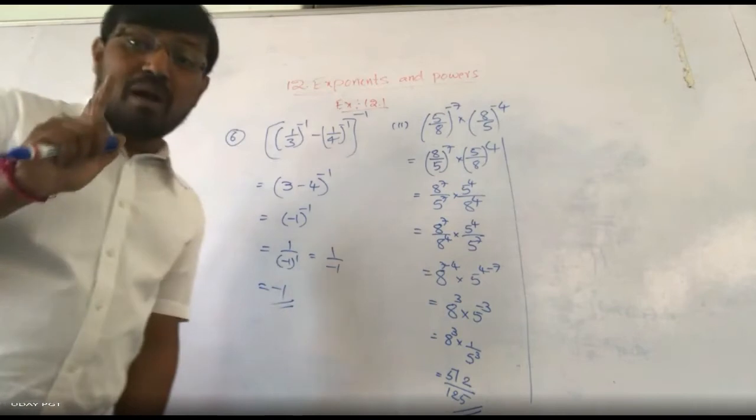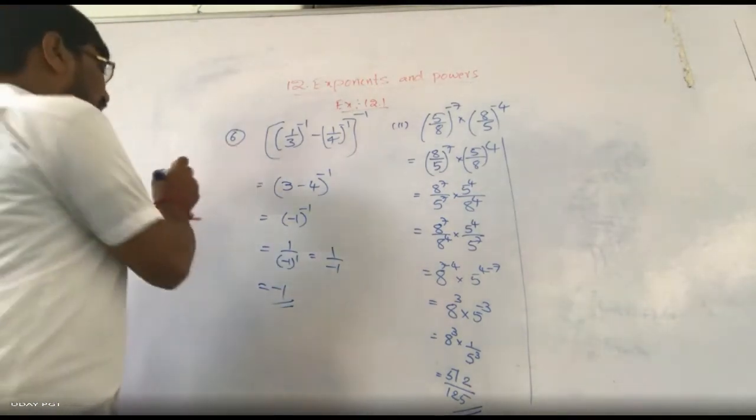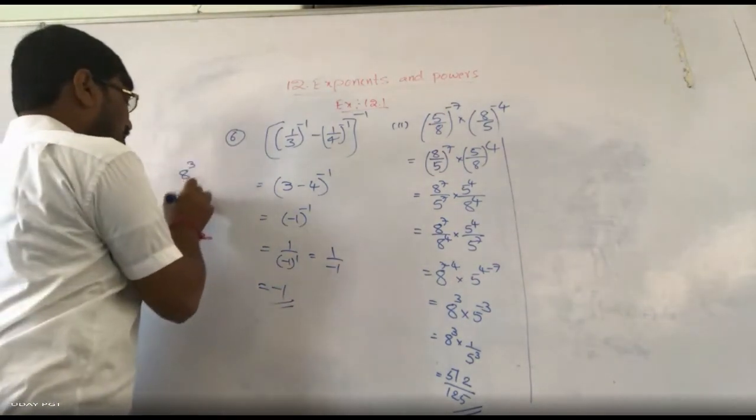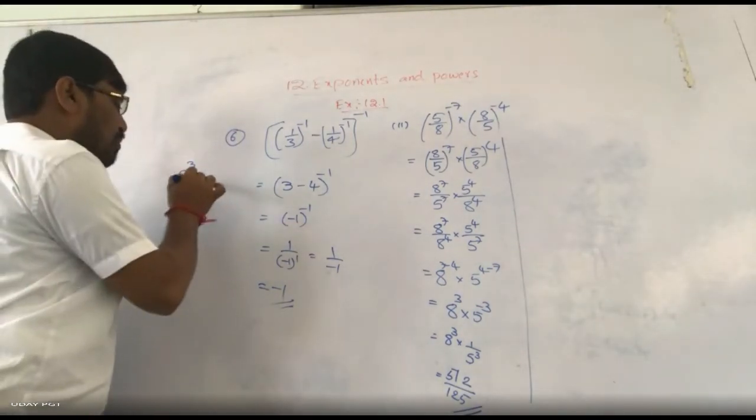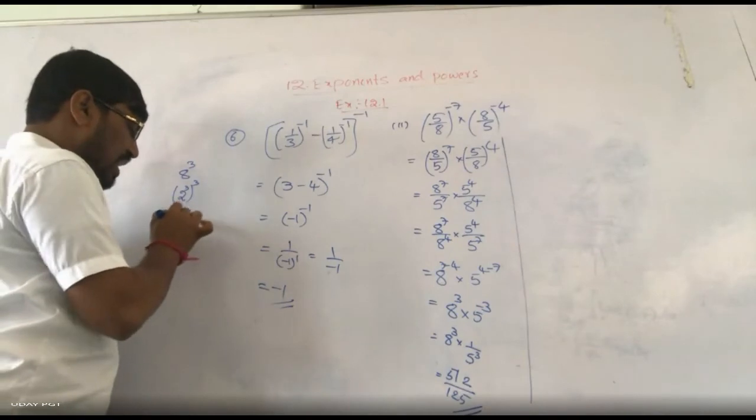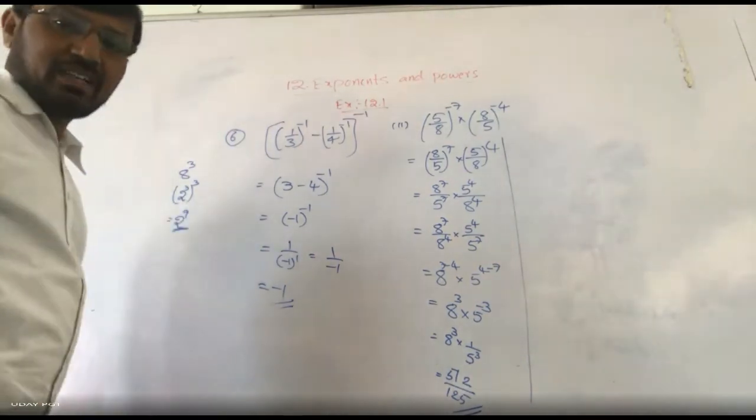How did I write 8 power 3 value directly as 512? 8 can be written as 2 power 3, so 2 power 3 whole power 3 is nothing but 2 power 9. 2 power 9 value is 512. So we can also do 8 cube this way.